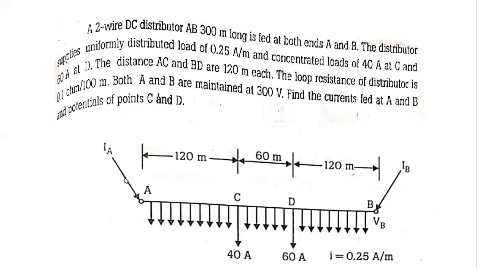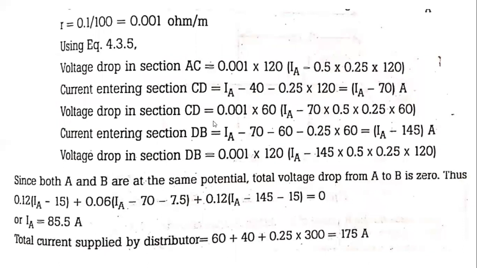This is the DC distribution system fed at both ends. In this case, we are feeding the current at the various stages, at loading points C, D, and B. The distances between the sections are 120 meters, 60 meters, and 120 meters. By using this data, we will find the voltages and the currents at the various points easily.